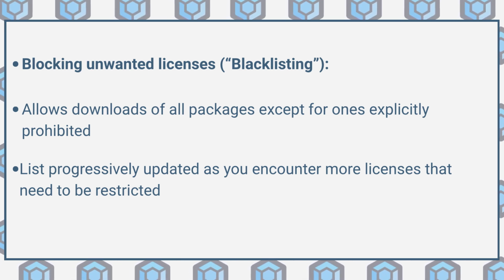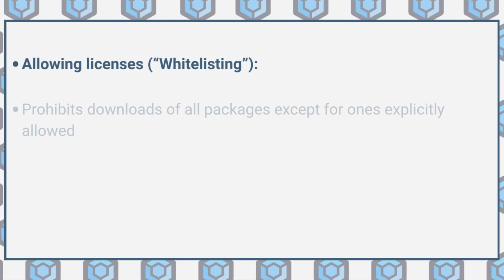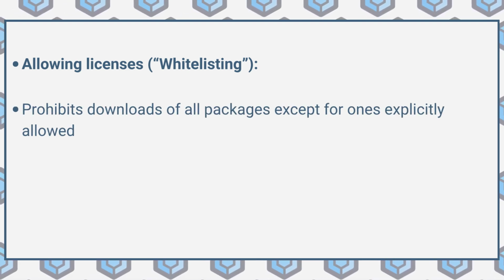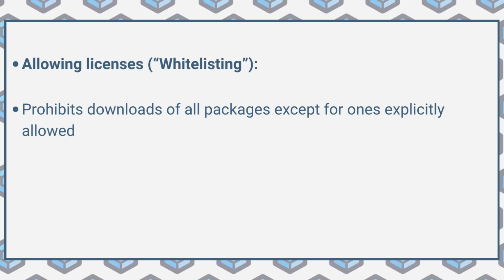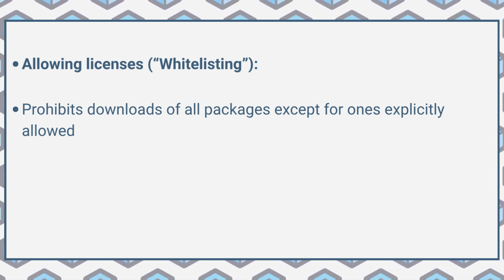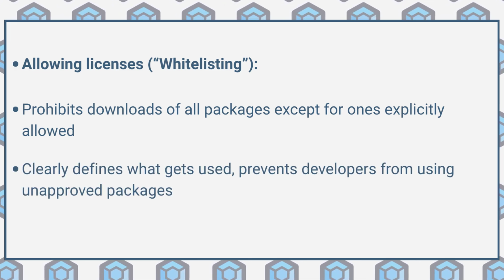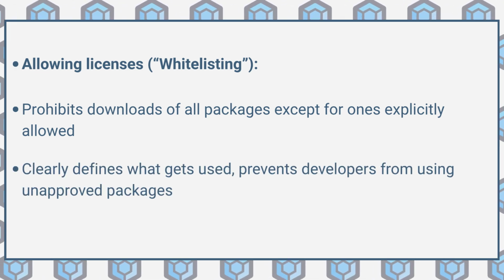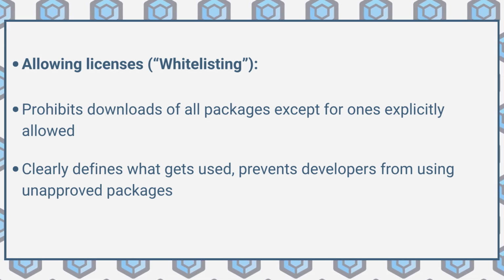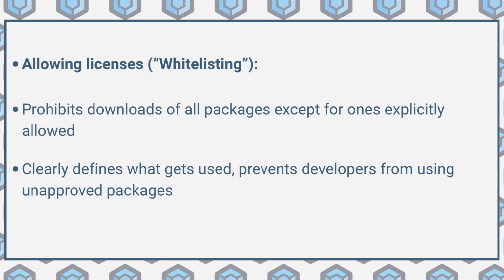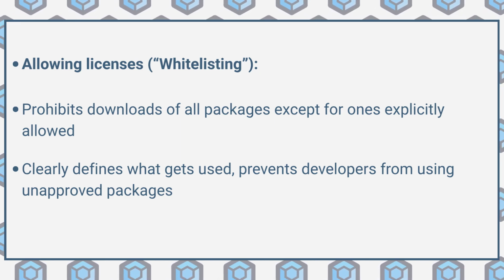The second approach is to prohibit all package downloads, except for the ones with licenses that you allow, or whitelisting. This way is much more efficient when your organization has strict licensing policies and you need airtight compliance in your projects. You'll also have greater control over your production environment, since you say what gets used and developers can't use any packages with unapproved licenses.